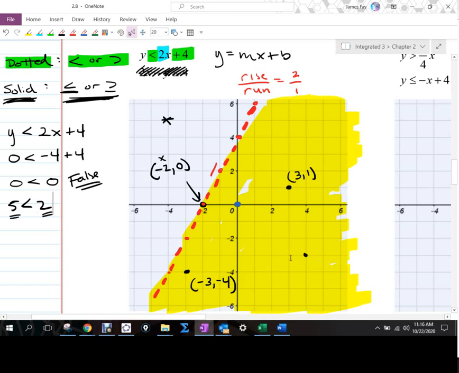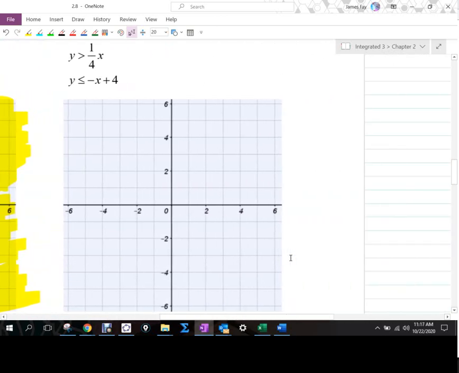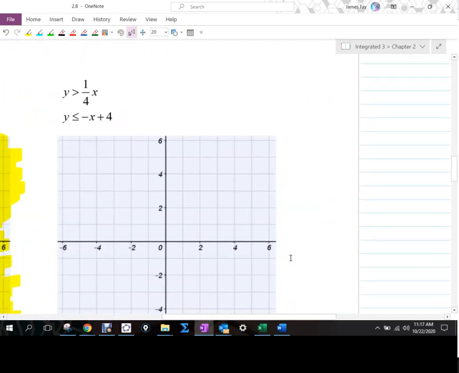We cool with that? All right, let's go to this next one. You guys take a moment, and we'll do the bottom one here. Do y is less than or equal to negative x plus 4. Graph that one on your own, and then we'll reconvene and see our accuracy with it.